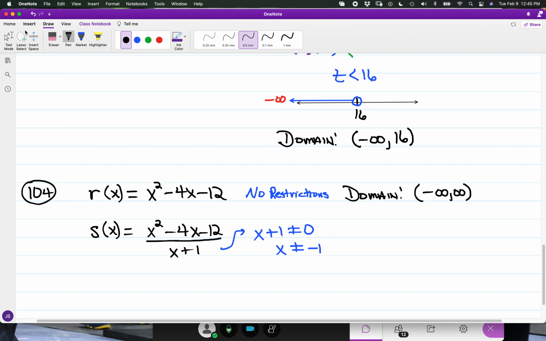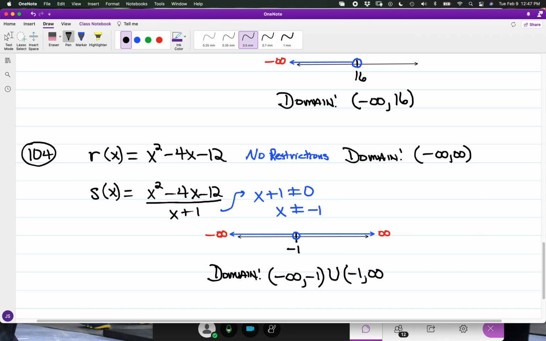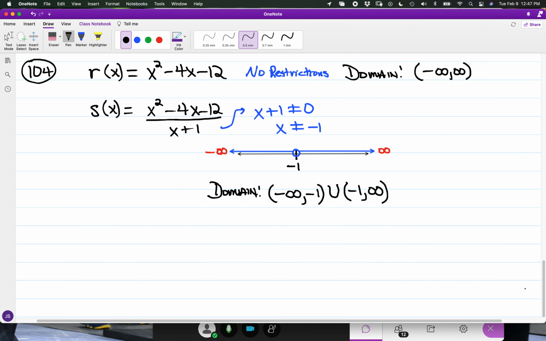And so for the domain, for the left half, prior to negative 1, you have between negative infinity and negative 1. This is for the values of x less than negative 1. Then for those greater than negative 1, we have the second subinterval, going past negative 1 and approaching infinity. All right, so that'd be the domain for s of x.